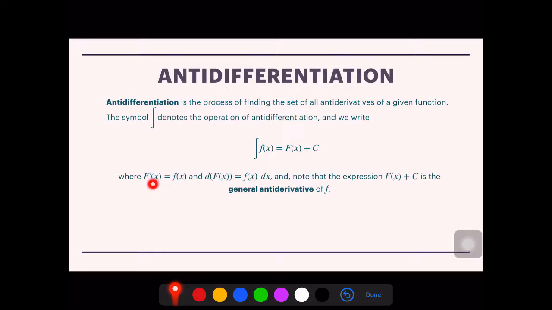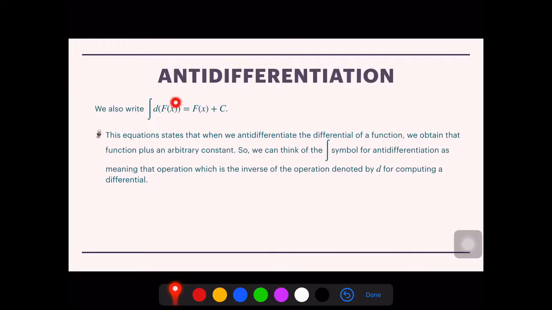Take note as well of these expressions. And to make this simpler, we can actually consider this. That is, the antiderivative of the derivative of f of x is just the original function f of x plus whatever c is.